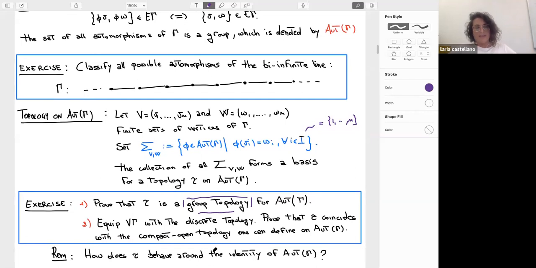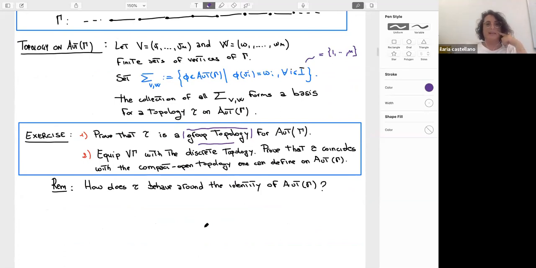Then the second part of the exercise is this one. V gamma is a set, so we can consider V gamma endowed with the discrete topology. The set of all automorphisms of the graph is a subspace of the space of all permutations of V gamma. So it's quite natural to try to endow this space with the compact-open topology. What I'm asking you to prove, or you should convince yourself, is that the topology I just defined coincides with the compact-open topology one can define on Aut of gamma.